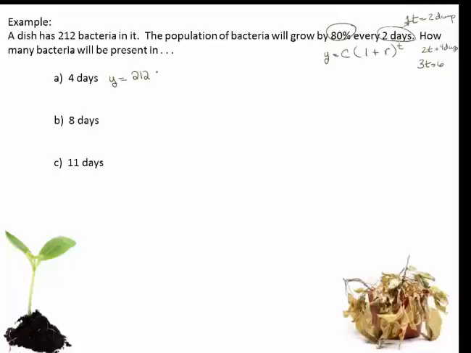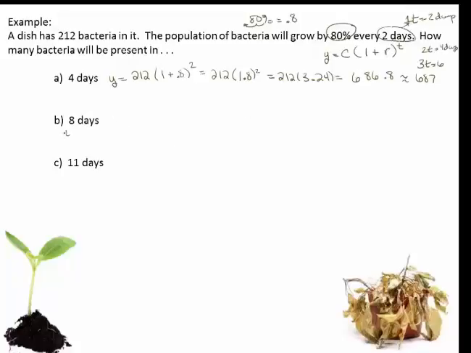C is our starting point, so that's 212 bacteria. I need to convert 80% to a decimal, so I move two places to the left. That's 0.8, so plus 0.8. And I want 4 days, so t will be 2 in this case. So I'm going to do 212 times 1.8 squared. So first I'll need to square the 1.8. And that's going to give me 3.24. And then I multiply that times 212. And in 4 days, there will be 686.8. So approximately 687 bacteria, because we can't have a part of a bacteria.